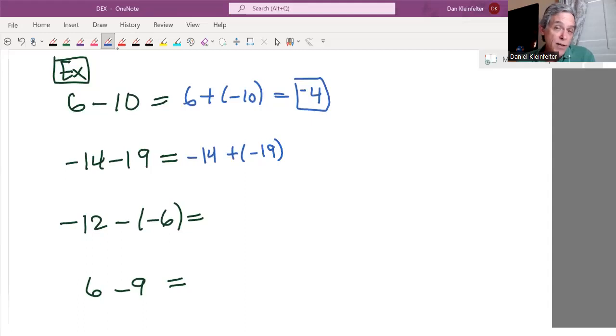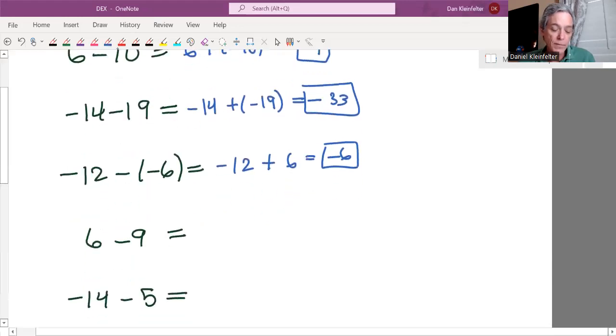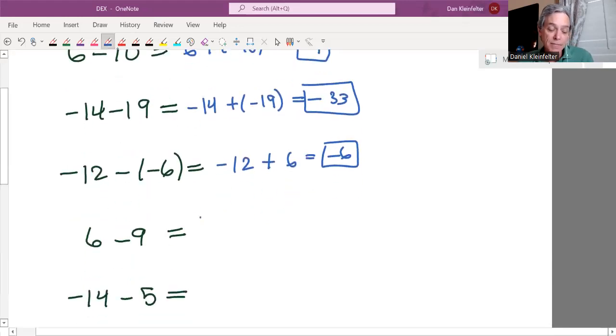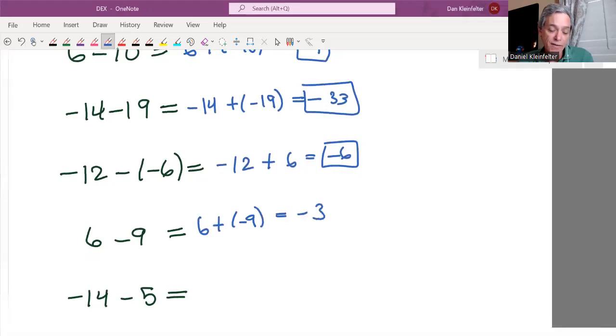Now we're adding together two numbers, both of which are negative, so we'll get a negative sum for that. And then 19 plus 14 is 33, so we should have negative 33. Negative 12 minus negative 6, that's negative 12 plus positive 6. And negative 12 plus 6 is going to be negative 6. 6 minus 9, that's the same as 6 plus negative 9 and is negative 3.